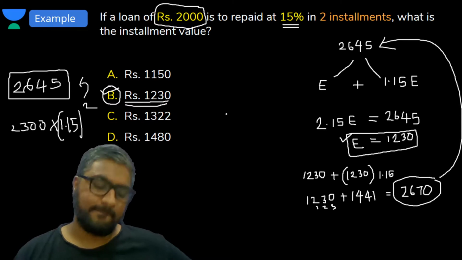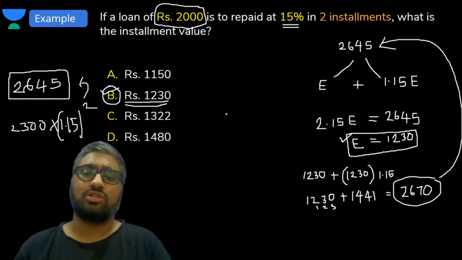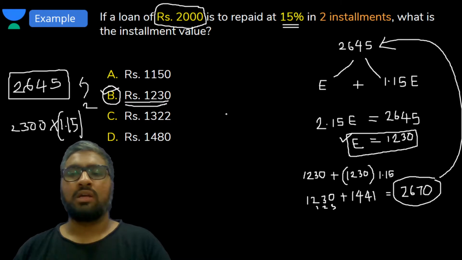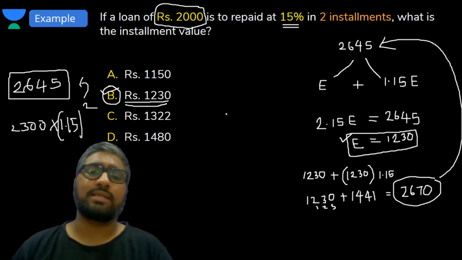Yes, guys. So here, what you have to remember is that the installment value will be a little less than the half if it's two installments. If it's three installments, it will be a little less than one third. If it's four installments, a little less than one fourth.